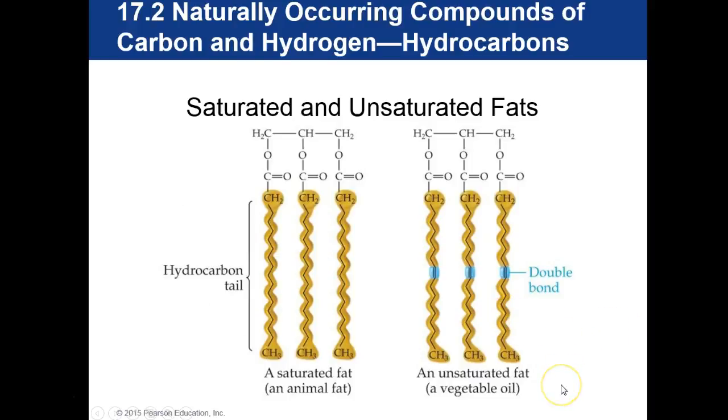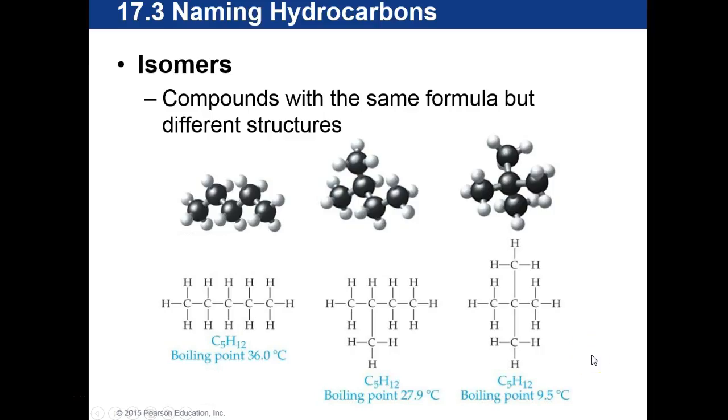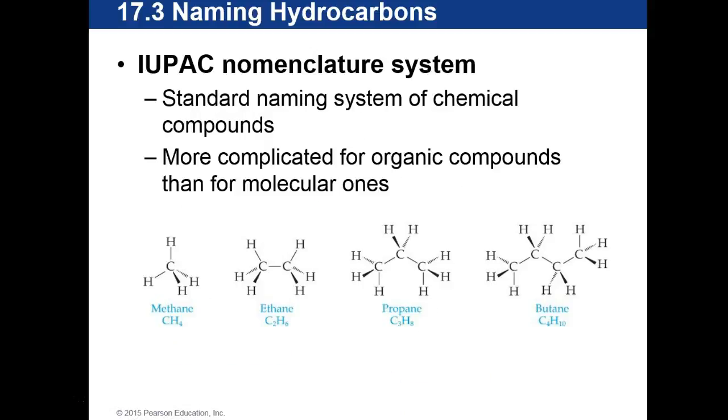We've heard of saturated fat and unsaturated fat. Here's an example. A saturated fat has no double bonds, okay? An unsaturated fat, such as vegetable oil, has double bonds. Sometimes we talk about isomers. Isomers are compounds with the same formula but different structures. You can see here they have different boiling points based off their structure.